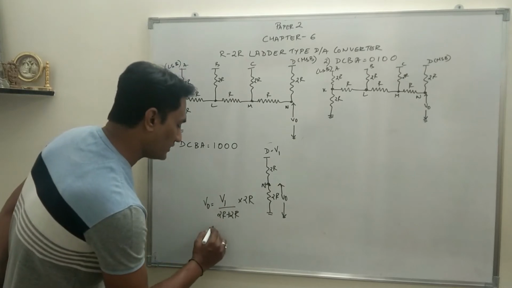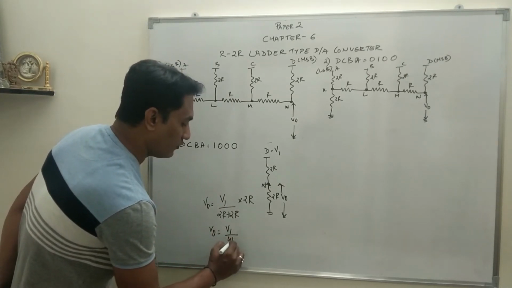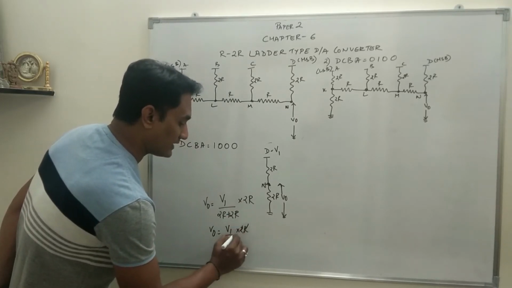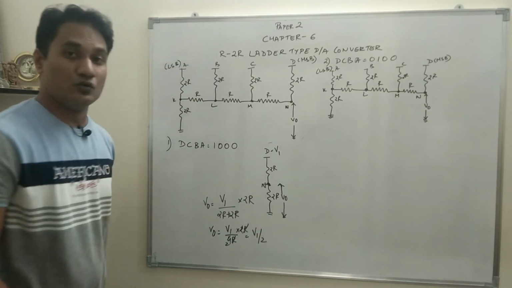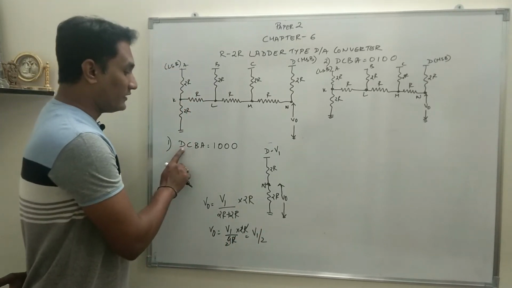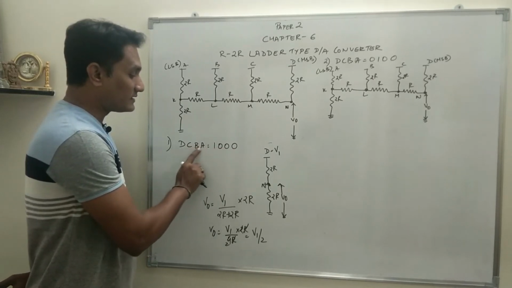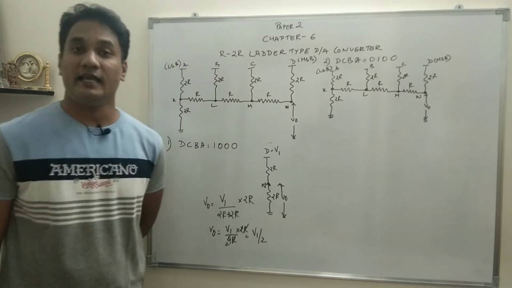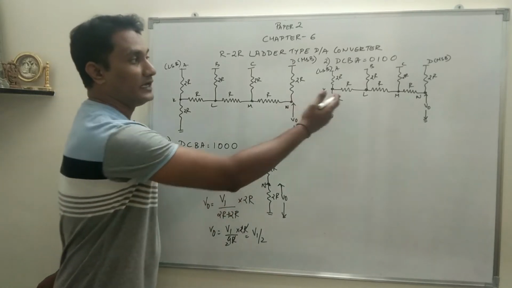So what will be the formula then? V0 is equal to V1 upon 4R multiplied by 2R. So R gets cancelled, this is 2, so the value will be V1 by 2. That means when 1 appears at D and all the other inputs are 0, the output voltage will be V1 by 2.